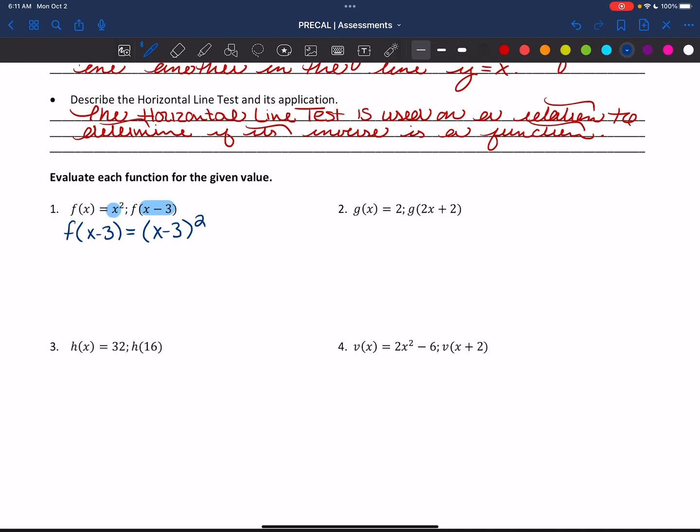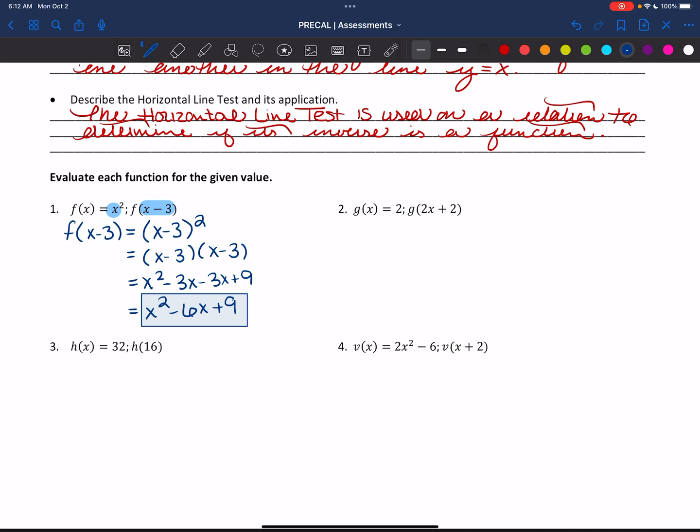So I'm going to be squaring this binomial, which means I need to take it times itself and use double distribution to expand this out. And then last of all, combine like terms. And there we have it. This is the rule that represents this function f with the input of x minus 3.